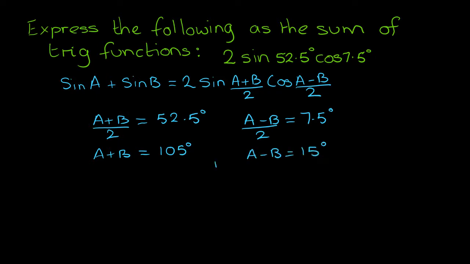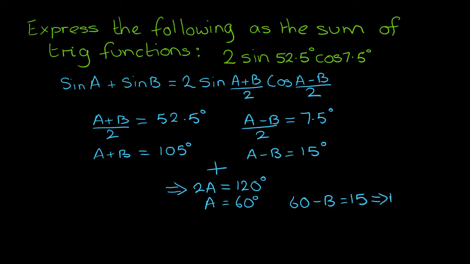Now if we add these two equations together we get 2A equals 120, so A equals 60, and then if we substitute that back we will find that B equals 45 degrees. So we end up with sine 60 degrees plus sine 45 degrees.